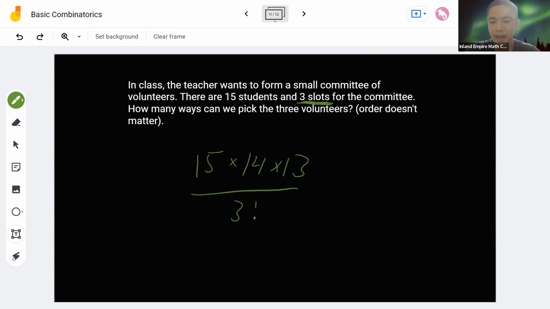Exactly. So notice how the order that I choose you three people doesn't matter in the sense of forming a committee, because in a committee you don't care about the order. Exactly, Olivia. So that's pretty much an introduction to combinations.